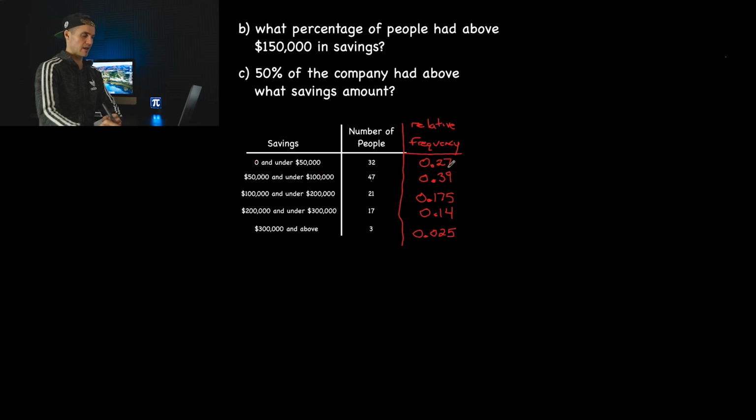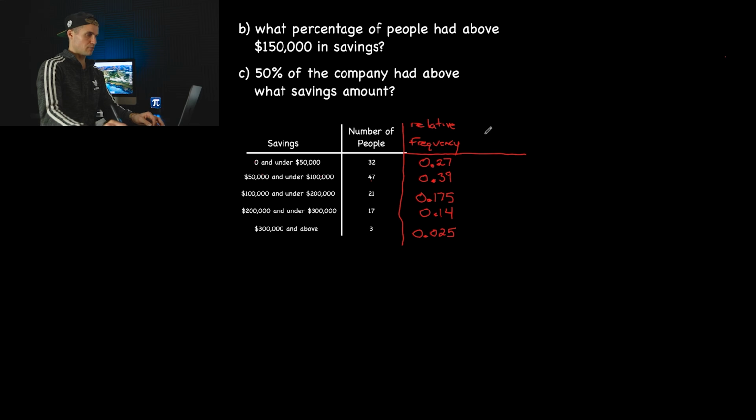And so what does this mean? It means, for example, that 27% of the people in the company had between 0 and 50,000 in savings, et cetera, right? And then you got these other percentages here. Now, if you add all these up, these should always add up to 1. And if you do, you would notice that they do add up to 1.